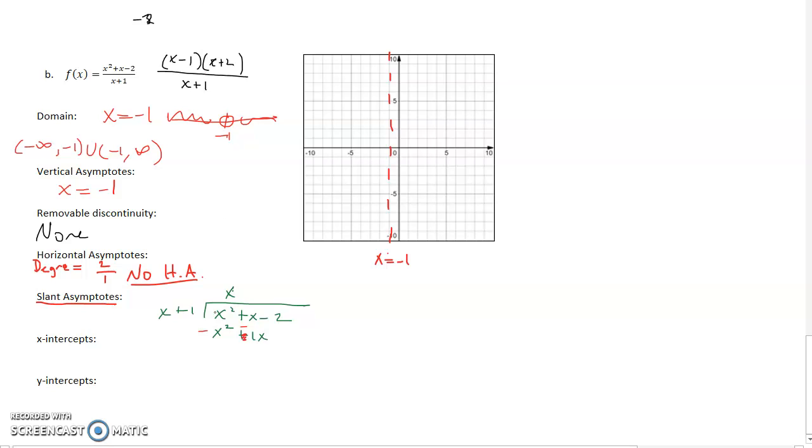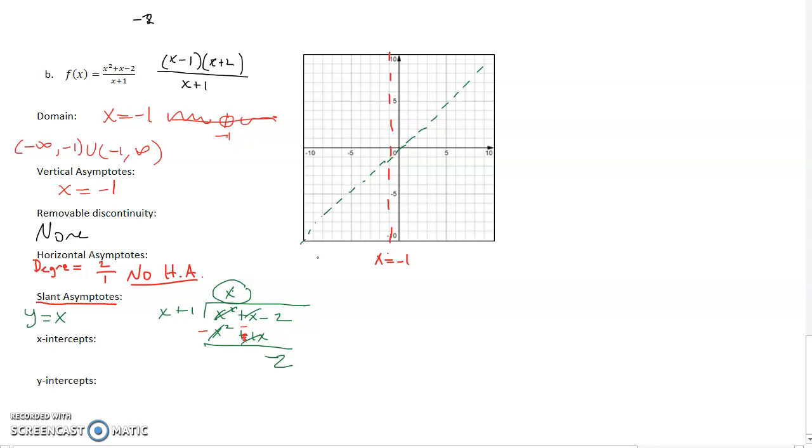And now we're going to combine the terms. So x squared minus x squared cancel out. 1x minus x is going to also cancel out, brings down this minus 2. This is it. I can't multiply something by an x to get a negative 2. So we actually have a slant asymptote at y is equal to x. I know what that's going to look like. It's like an identity function. So it's going to look like this.